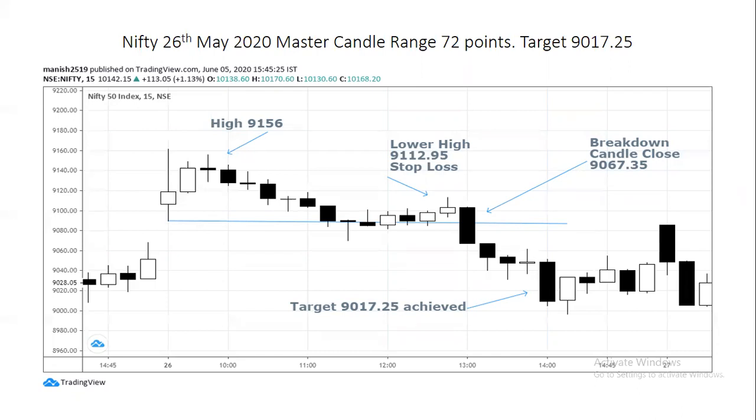Okay, Mr. Rohit is asking what will we do if second candle breaks first master candle high. See, if second candle breaks first candle high, then it is no longer master candle setup. Okay, we want minimum next three candles inside first candle. Okay, then only we will say this is master candle. Otherwise, no setup.